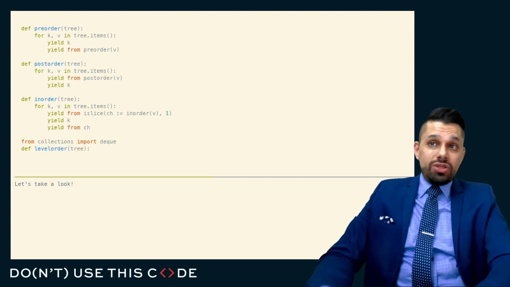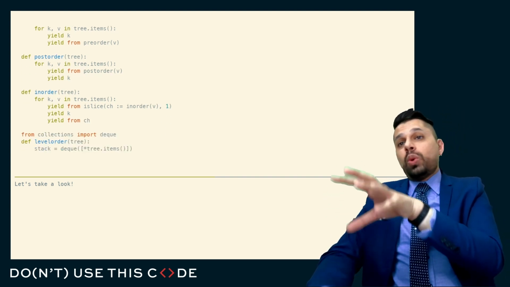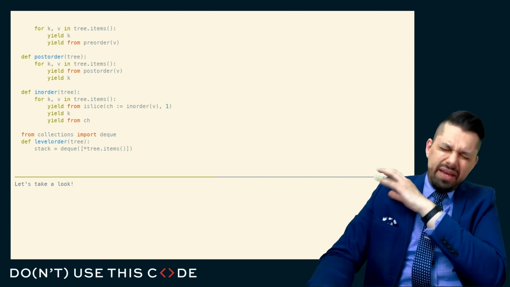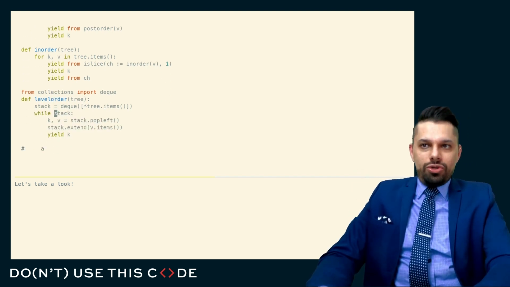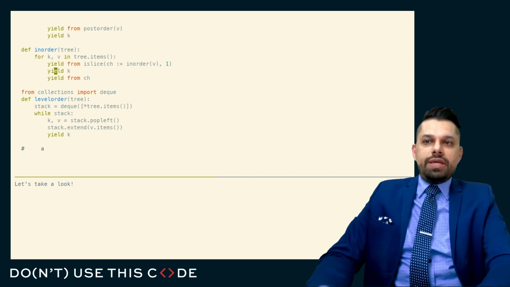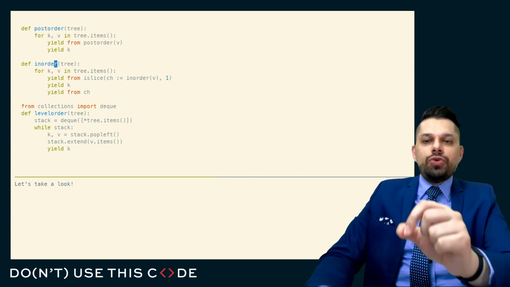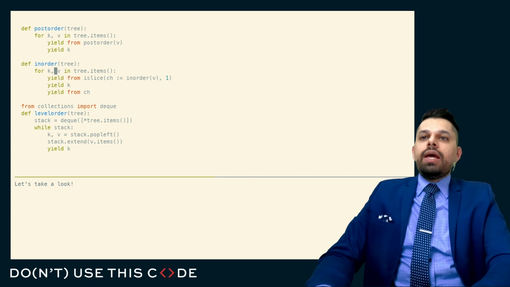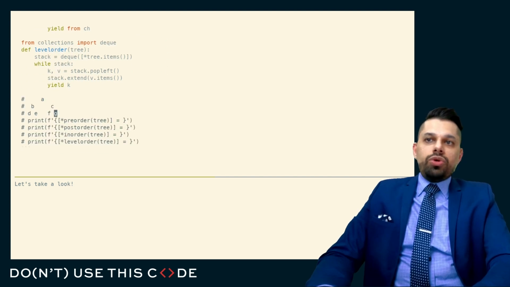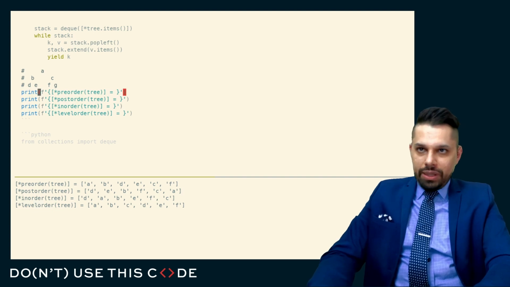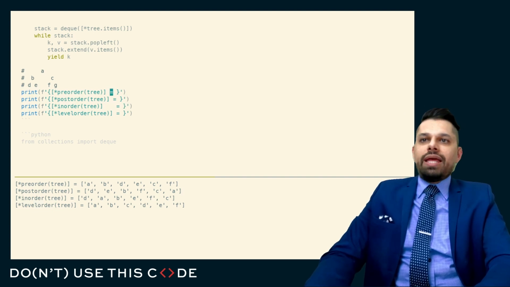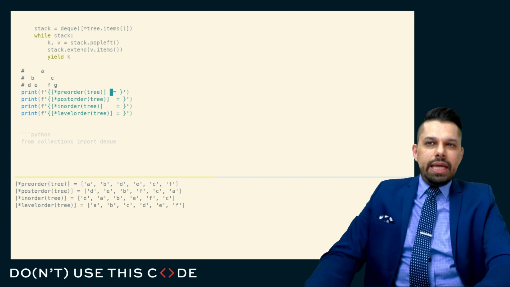An in-order traversal is when you register a node in between registering the left-hand child and the right-hand child. And this code won't quite work because I haven't enforced that this is a binary tree. And a level order traversal is what happens when you visit or register a node after you visited all of its children. If we run these traversals, we'll see exactly what we expect for the pre-order, the post-order, the in-order.